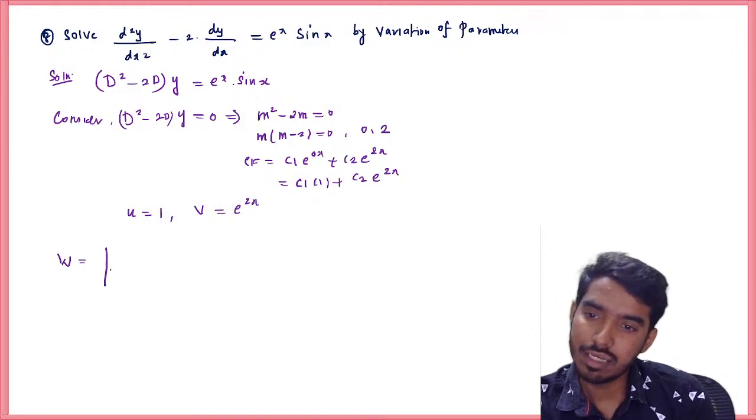And what about the Wronskian? u dash, v dash.